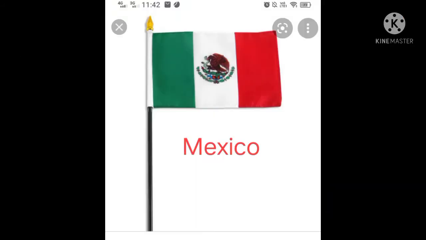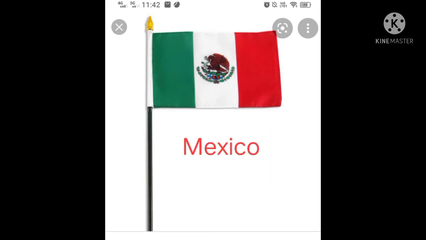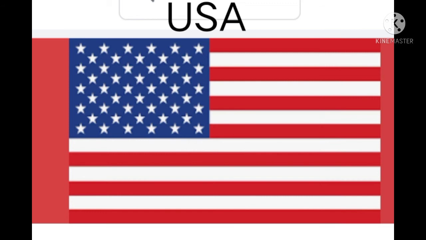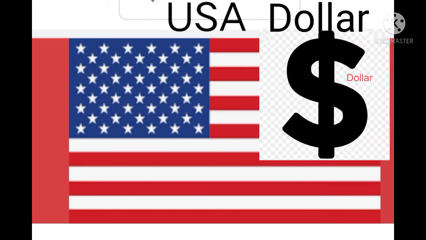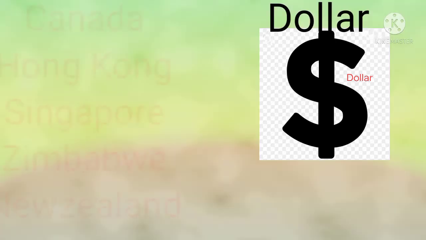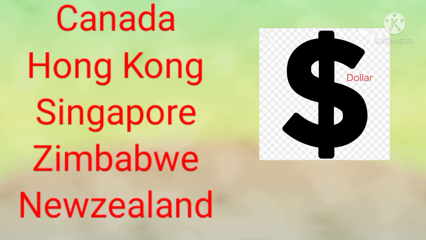The next is Mexico. Okay, this is the flag of Mexico shown here, and the currency of Mexico is peso. Okay, it is peso, and the symbol is shown here. The next you can see the flag of USA, and the currency of USA is dollar. Yes, the currency of USA is dollar, but students, many other countries also use this currency like Canada, Hong Kong, Singapore, Zimbabwe and New Zealand use the currency dollar.